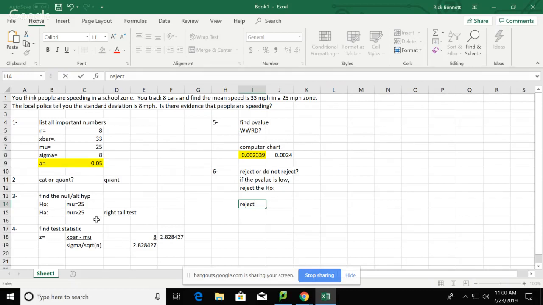Okay, so I'm going to reject this one here, right? This is what I'm rejecting. I'm rejecting that people are going 25 miles an hour. I therefore think the alternative is a better explanation, right? Okay? So step number 7 is the conclusion.